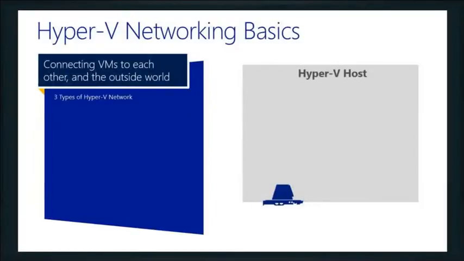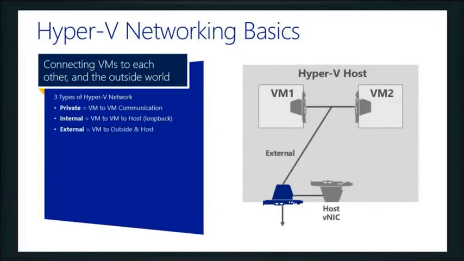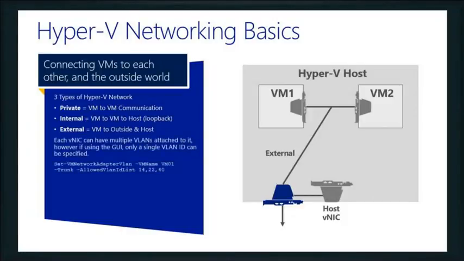Let's switch gears and talk about some of the Hyper-V networking basics for just a bit. There are 3 main types of networks that we have inside of our Hyper-V basic switches and abilities. We have a private, which just allows VM to VM communication. We have internal, which allows VM to VM and to host, basically a host loopback in a sense. And then we have external, which allows that virtual machine to access the outside world.